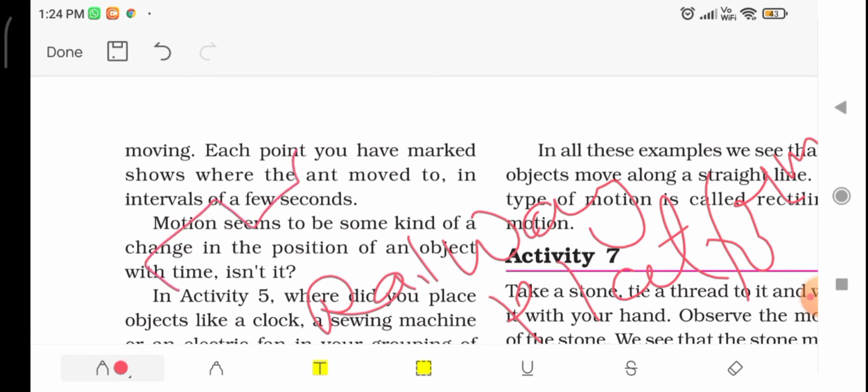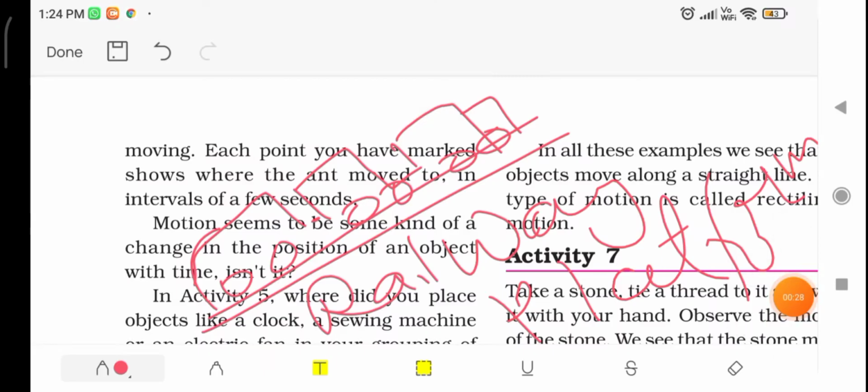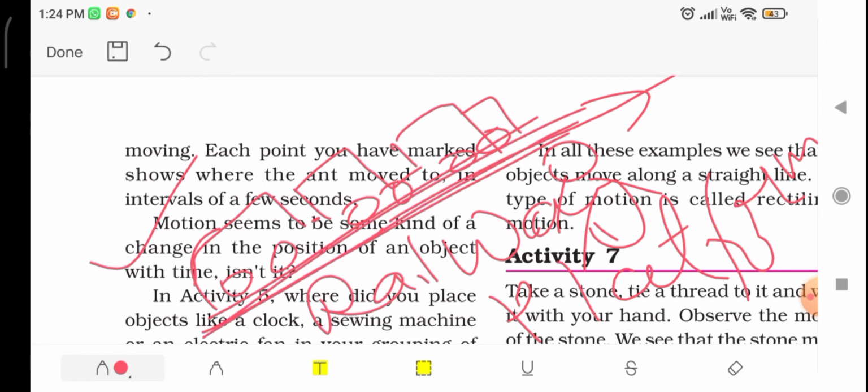Let me draw the train. Wait a minute, I'll draw a nice train for you. So suppose this is the train, and you are standing here. Now the train is moving. Its position is changing. So we can say this train is moving because its position is changing, and each and every part's position is changing with respect to the track or the platform. Even its wheels are moving. The coaches are also moving with respect to the railway platform. So along with the train, its parts are also moving.